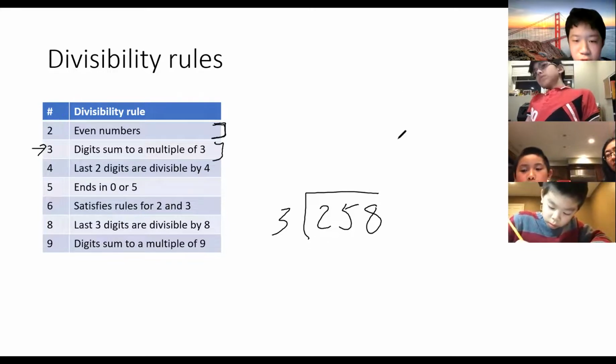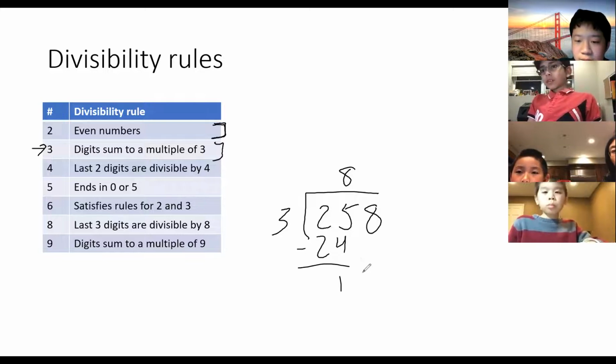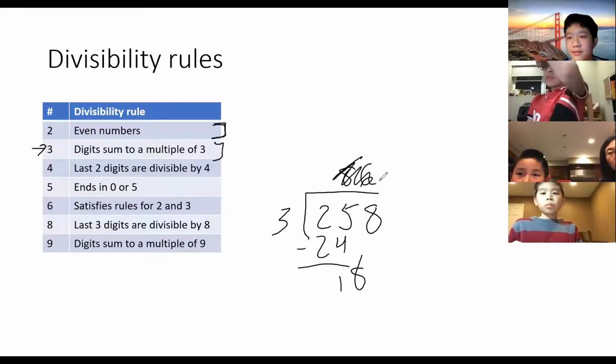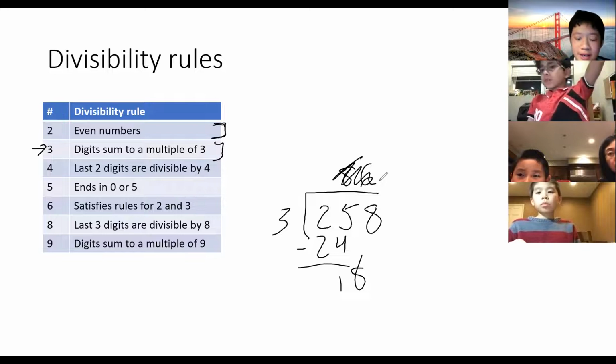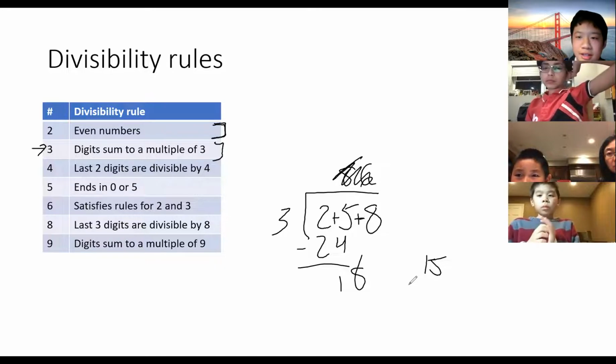Alright, if I divide this normally, I would do this. 86. Right. Okay? Correct, no remainder, good. I don't really care about what this number is anyways, because I only care about divisibility. And if I add all the digits together, 2 plus 5 plus 8, that equals 15, and 15 is a multiple of 3. So that also works.